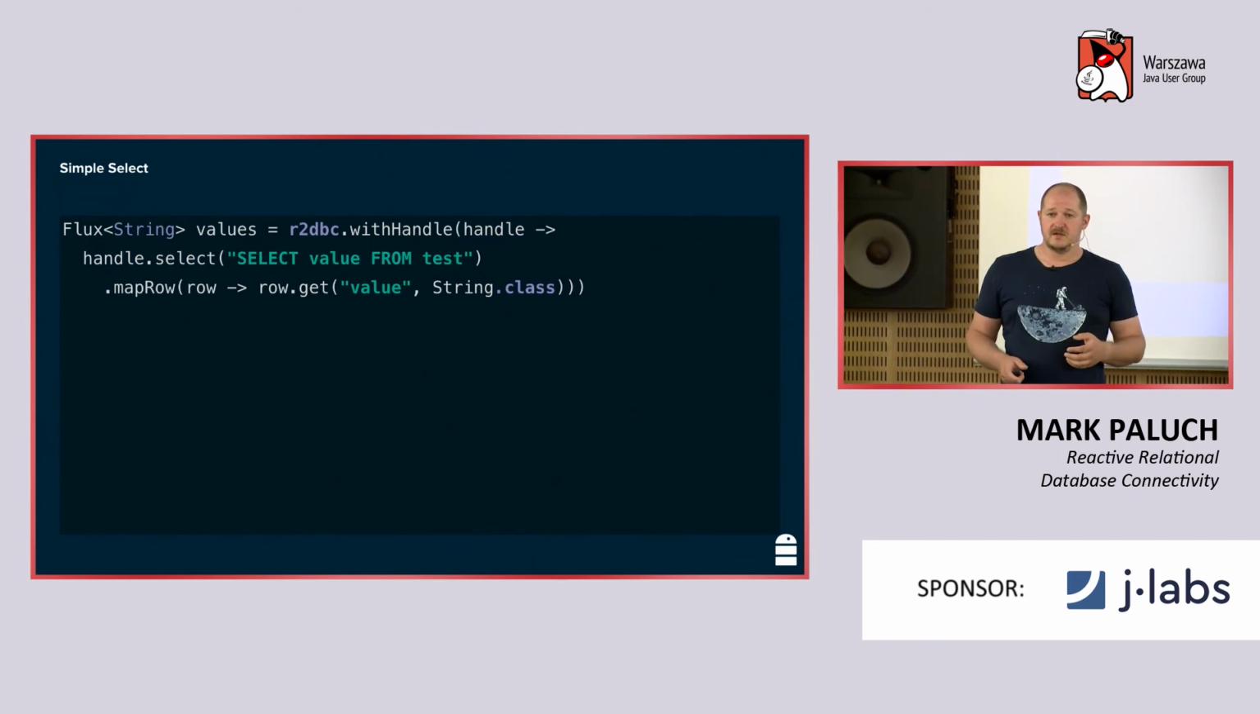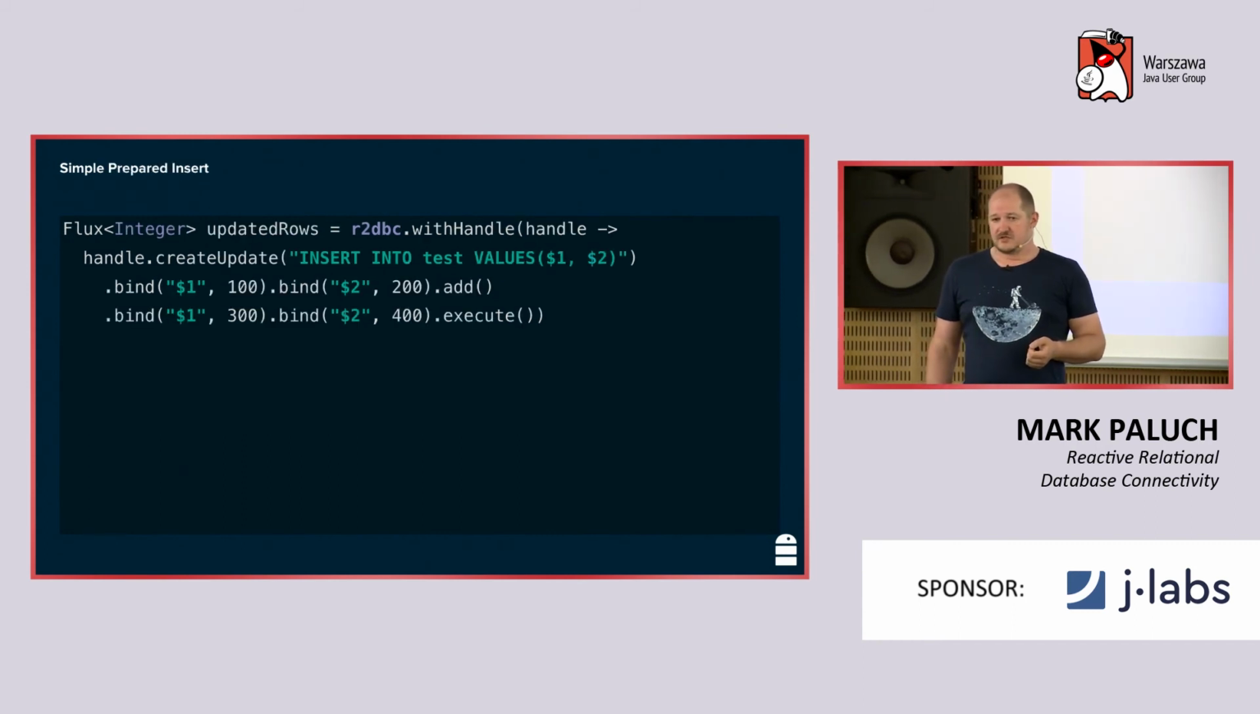Why flux? Well, R2DBC itself depends only on reactive streams, but the R2DBC client needs some composition library, and using Project Reactor was a natural choice. So R2DBC client uses Project Reactor, and Flux is one of these return types provided by Project Reactor.